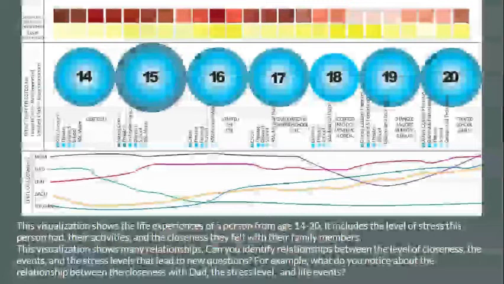And you can see that dad in green drops off pretty sharply right around 14 and never really picks back up. But Zach and Jordan, on the other hand, start a little bit lower, and the closeness to both of them grows significantly as this person gets closer to age 20. The circles through the middle show their main activities in their life, and the yellow and red along the top show the level of stress that this individual has.